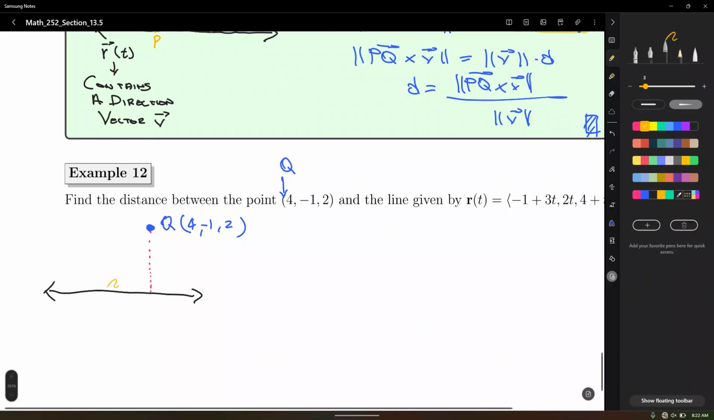We need another vector. But we need a point P on the line. That's where it gets interesting. How do we get that point? Well, in this case, we're not going to peekaboo like we did with the plane, right? Because it's a line, it's not a plane.